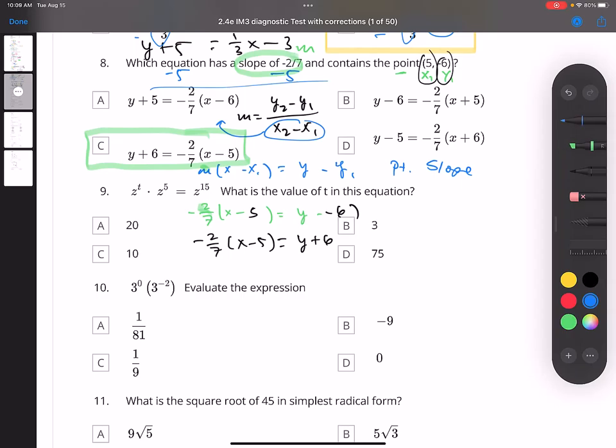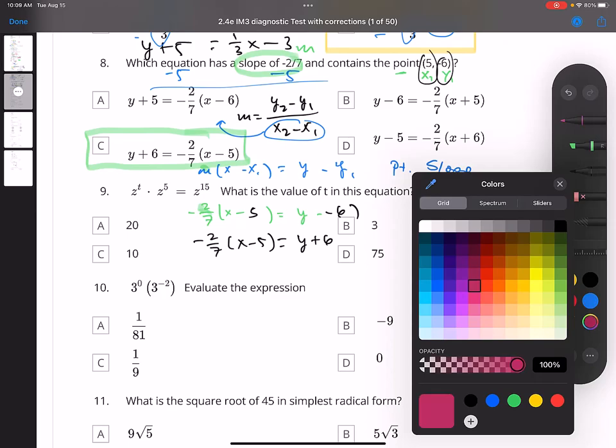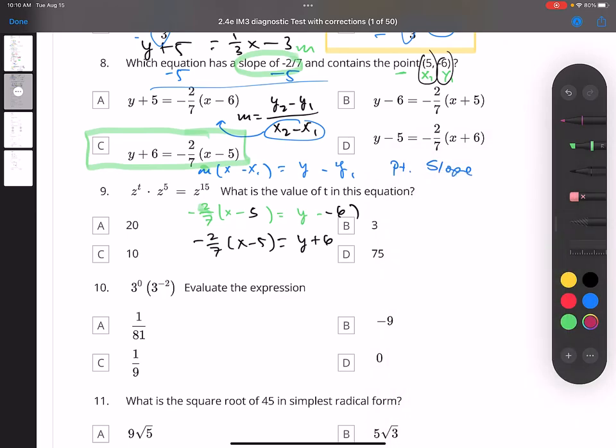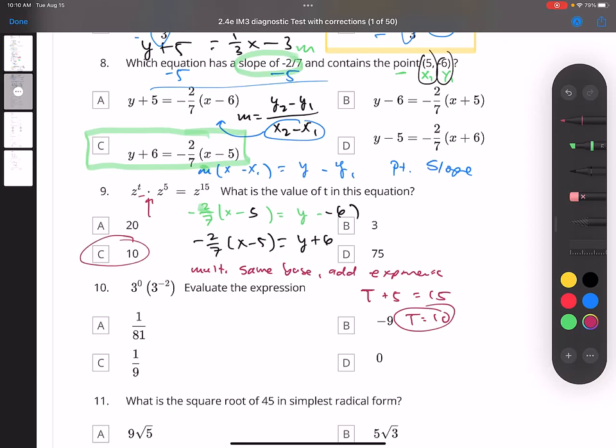Alright, question number 9. What is the value of t? So when you're multiplying with the same base, you add the exponents. Multiply, same base, so same variable or number, you're going to add the exponents. So in this case, it's t, I'm going to do capital T, plus 5 equals 15. Subtract, and you'll get t equals 10, which would be choice C.